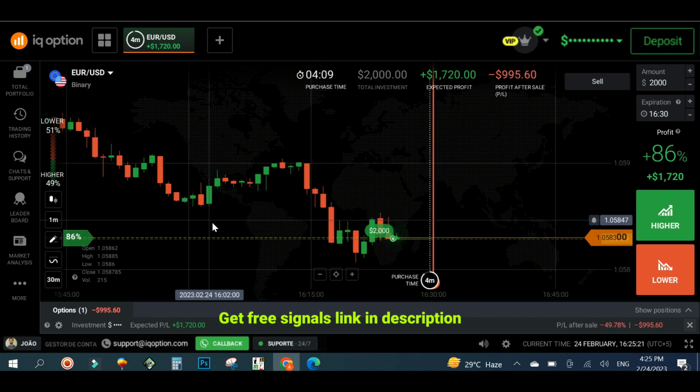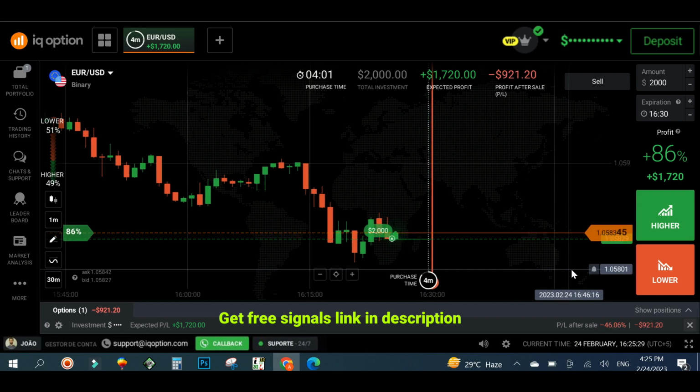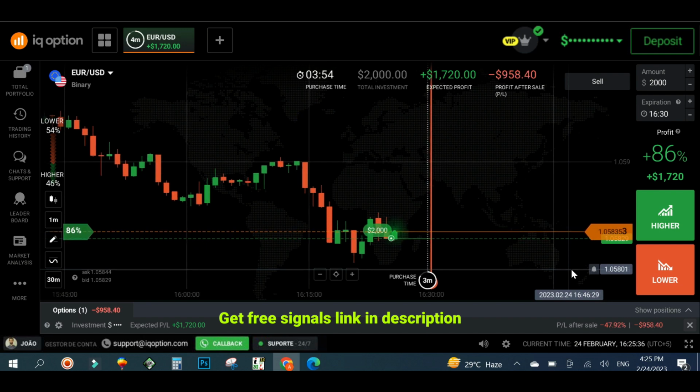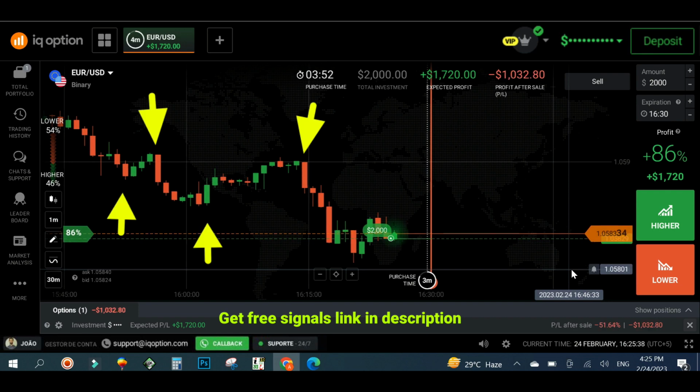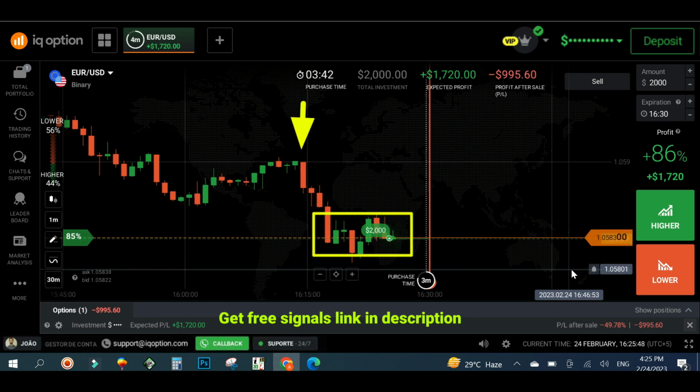The first step in this strategy is to identify the downtrend. You can do this by looking at the price chart and identifying a series of lower highs and lower lows. Once you have identified the downtrend, look for a retracement. This is a temporary upward movement in price that should be lower than the previous high.